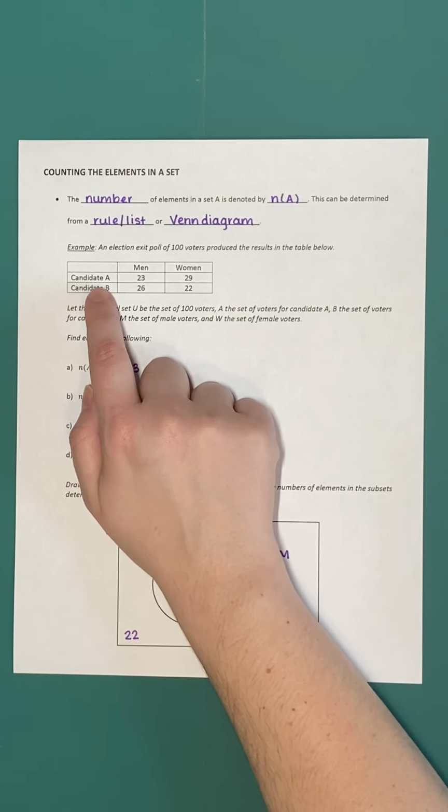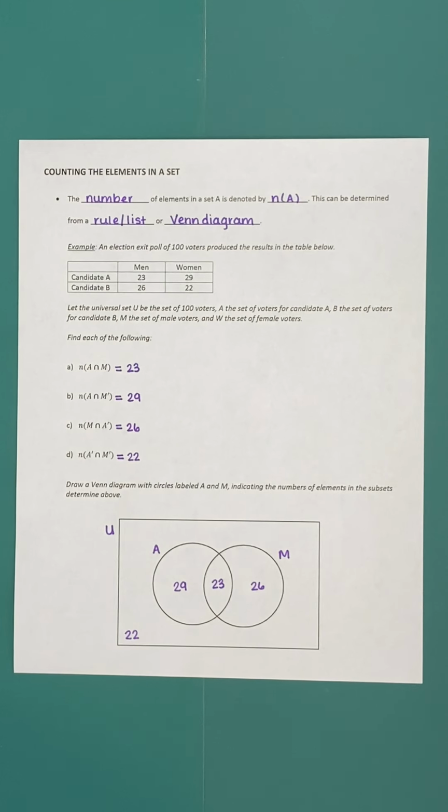Did they vote for candidate A? Did they vote for candidate B? Okay, let the universal set U be that set of 100 voters. So in other words, we're taking all those voters and then grouping them further into sets.